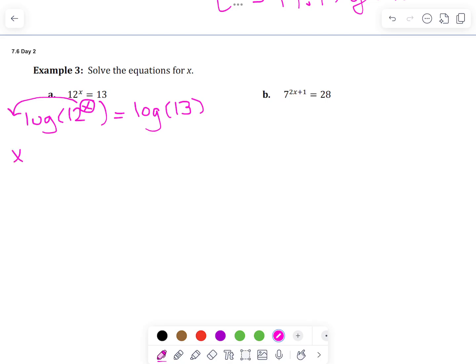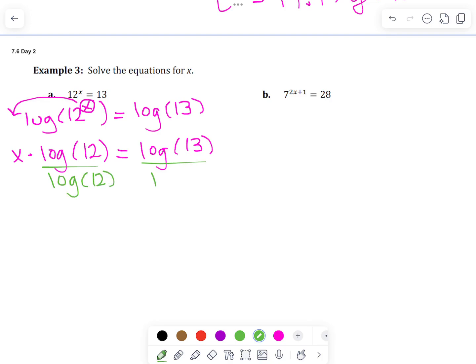So we have x times log of 12 equals log of 13. Now we've changed it to a linear equation. Next, we would divide both sides by the log of 12. The log of 12s will cancel on the left, and then we enter this into our calculator.